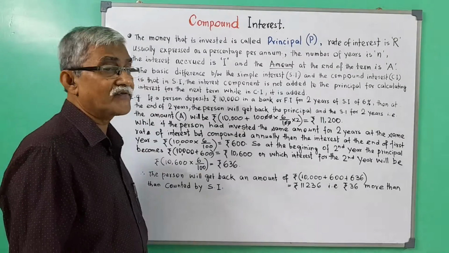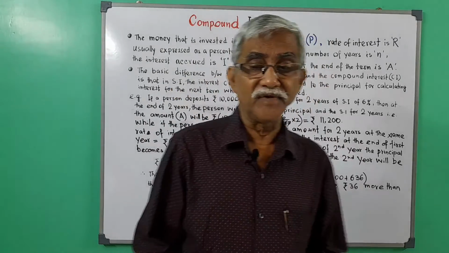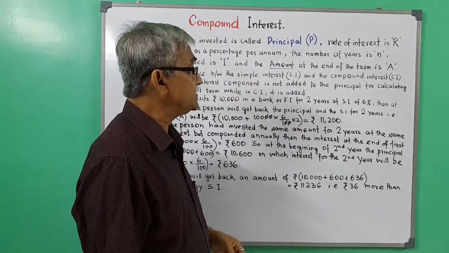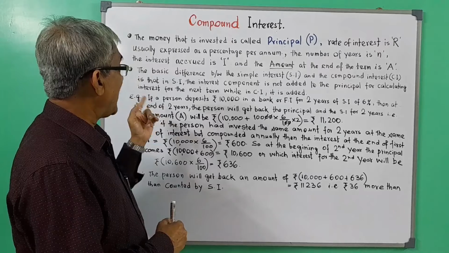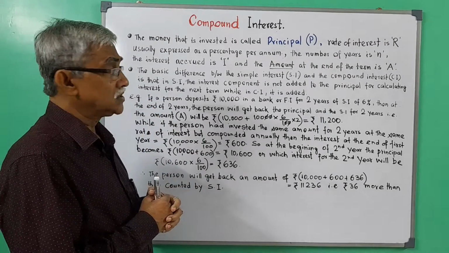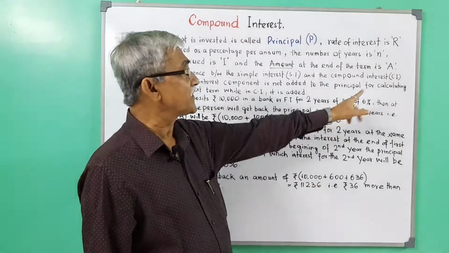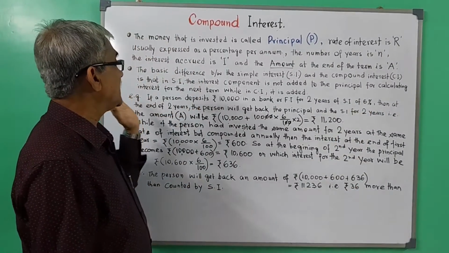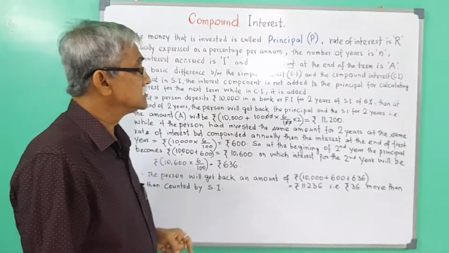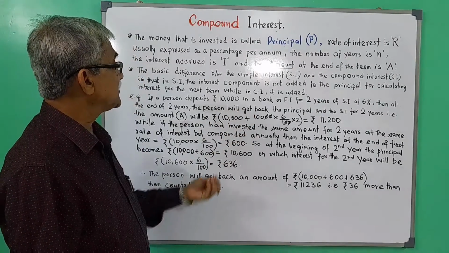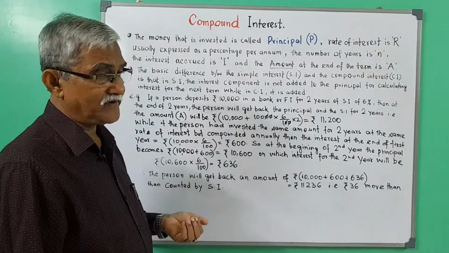Now the basic difference between the simple interest, we term this as SI, and the compound interest, let it be CI, is that in SI, the interest component is not added to the principal for calculating the interest for the next term, while in the CI, it is added. Let's take some example for clarification.